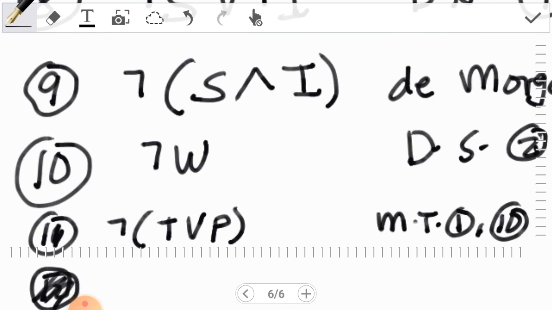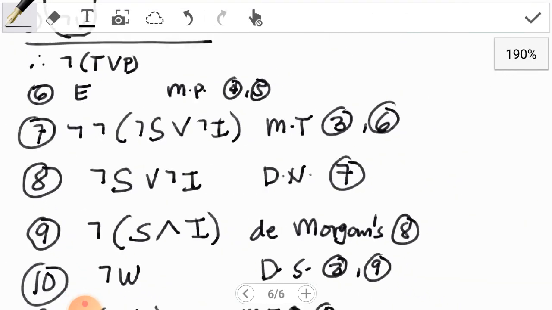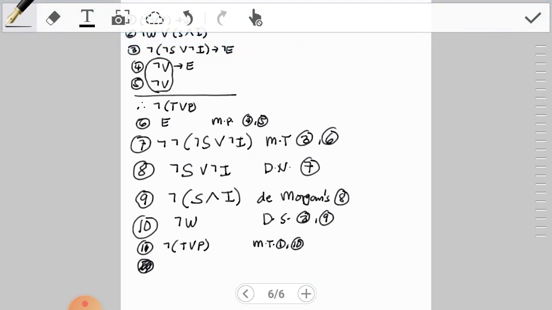There you have it for some examples on rules of replacement, rules of inference under arguments. Okay?